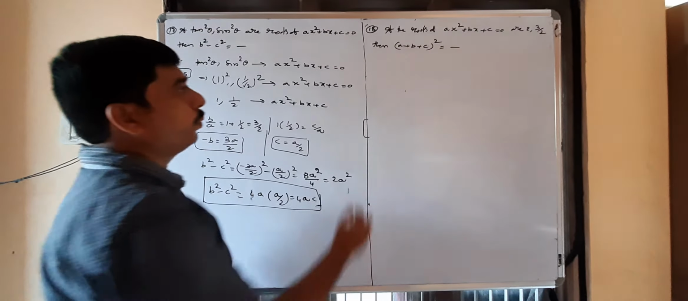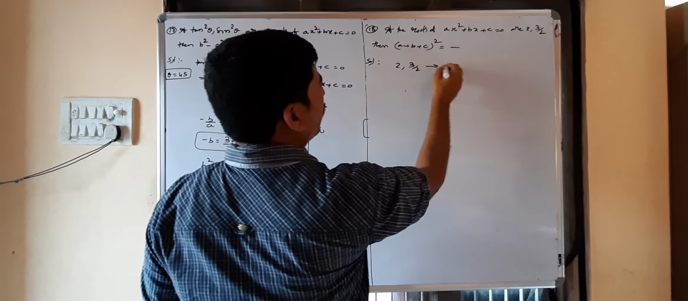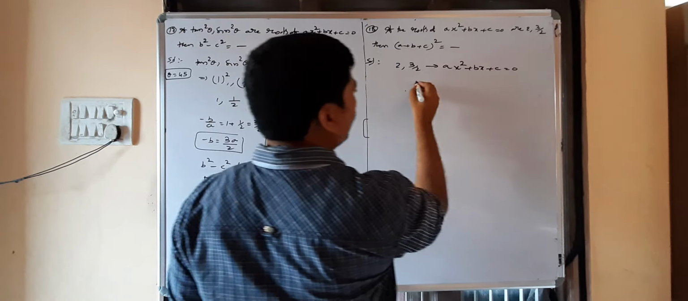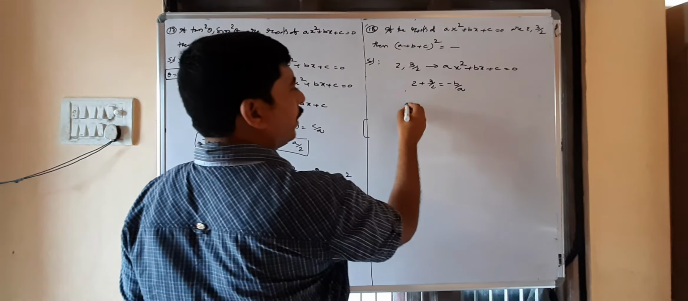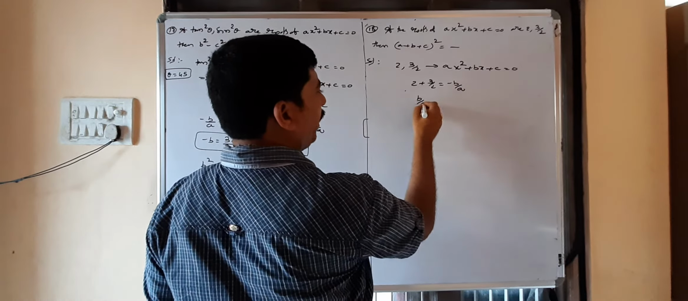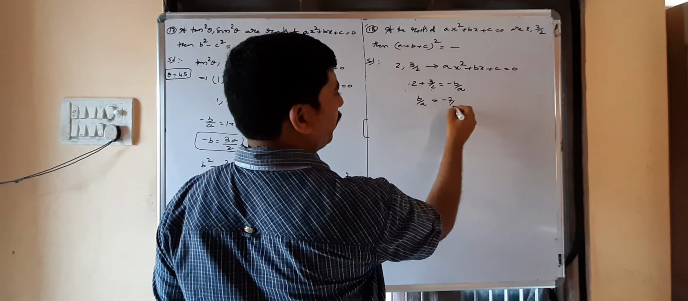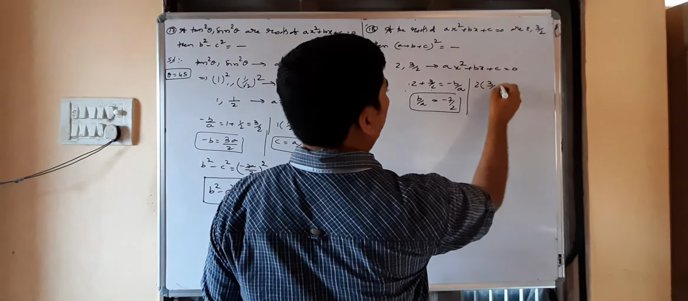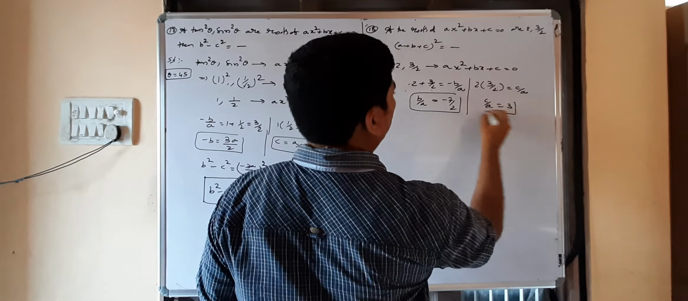Now coming to the next question. 2 and 3/2 are the roots of ax² + bx + c = 0. The sum of the roots is -b/a, so -b/a = 2 + 3/2 = 7/2. That is, b/a = -7/2. The product of the roots, 2 into 3/2, equals c/a, so c/a = 3.